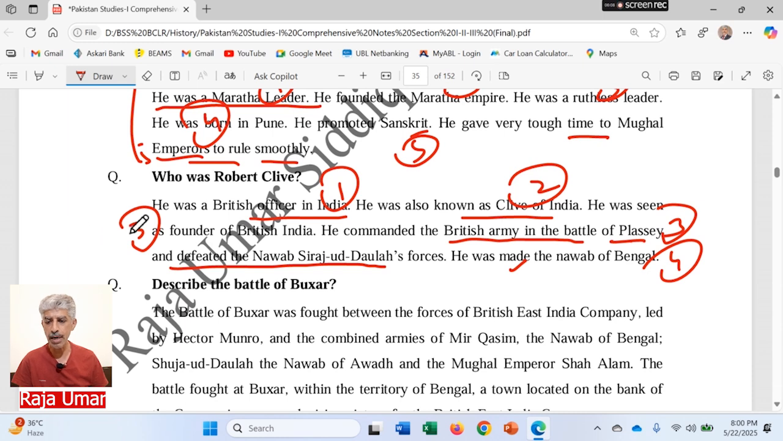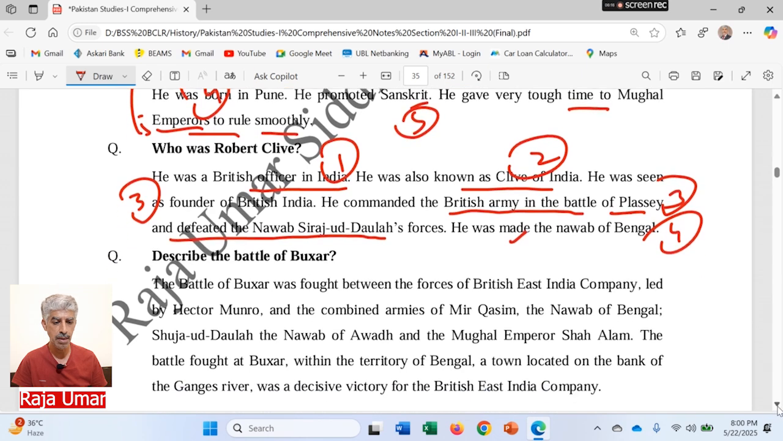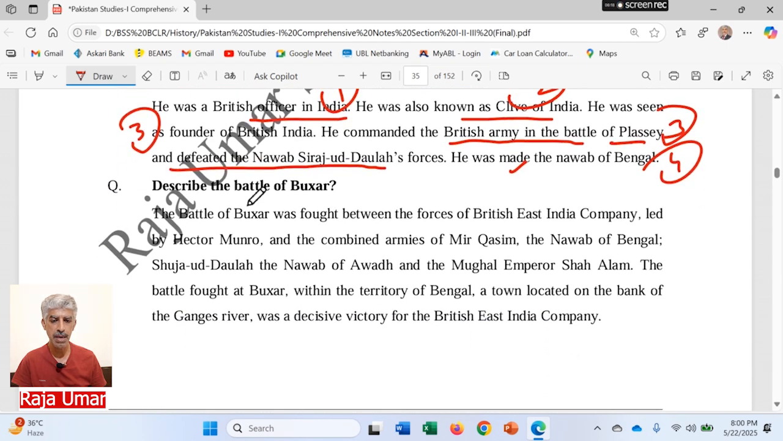On the other hand, it was the son of Mir Jafar. Mir Jafar was first made Nawab over there, and then his son Mir Qasim. So, describe the Battle of Buxar.